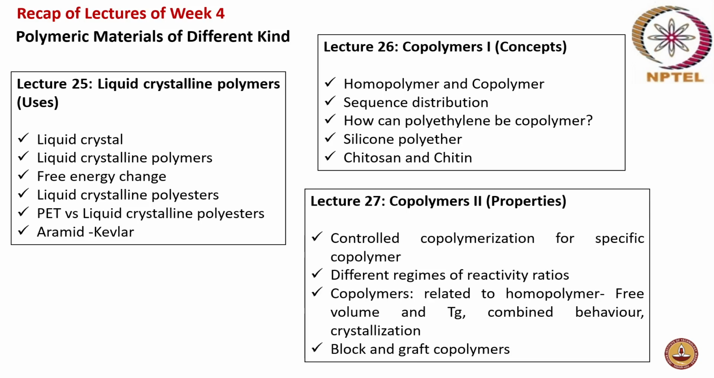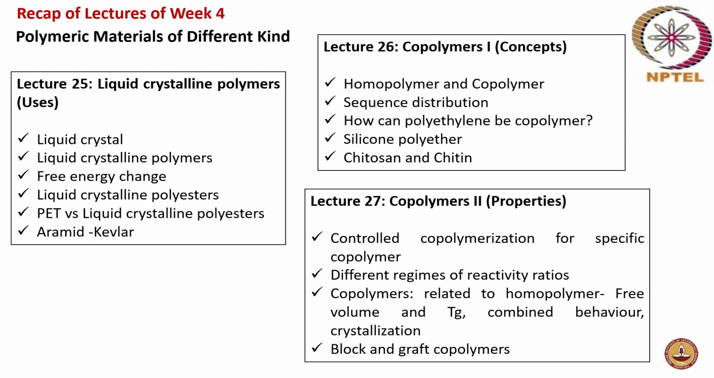And then copolymers 2 was on properties. So controlled copolymerization for specific copolymers, different regimes of reactivity ratios, copolymers related to homopolymer, and then free volume and glass transition, combined behavior, crystallization, what happens in case of crystallization of copolymers.